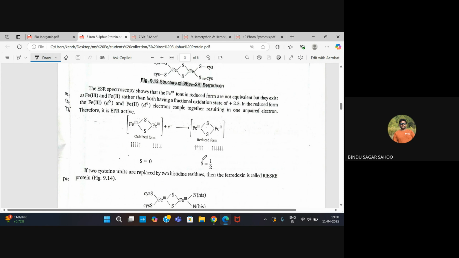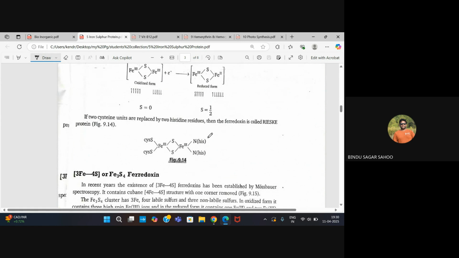So when there is a Rieske center protein, there will be a little bit of modification in its structure. That means these two amino acids will be replaced by two histidine amino acids, and the structure will be like that. I can say this is a Rieske protein.